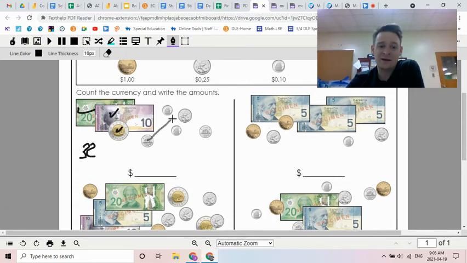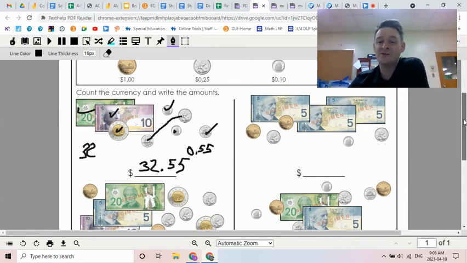I kind of like to put nickels and quarters together sometimes, because 5 plus 25 is 30. So I have 30 cents, and then a 10-cent coin is 40, 50, 55. So my coins add up to 55 cents. So my answer to the first question is just going to be $32.55. Both sides of this page are the same. They are showing you an amount, and getting you to add them up.